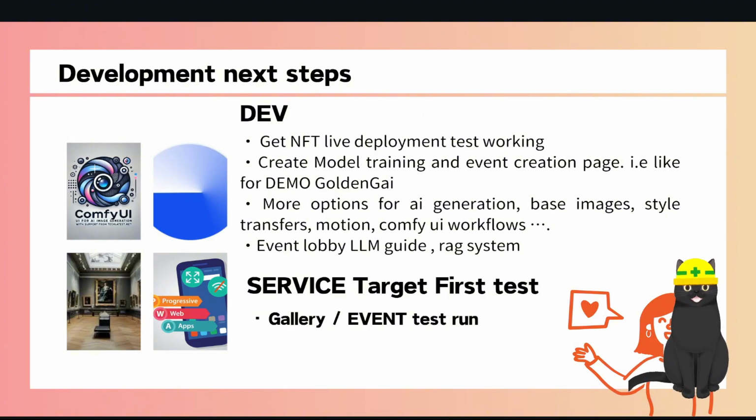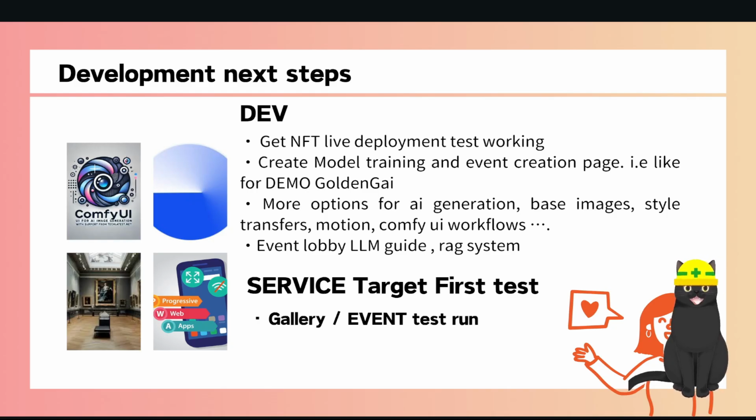And as well, we want to improve on the AI generation, as right now it's very simple, just prompt to image. But you can sometimes add a base image, we can add style transfers, and right now AI motion and AI video is hitting up, and there's some good stuff with that, like really quick generation of fast video, and as well add some more custom ComfyUI workflows.